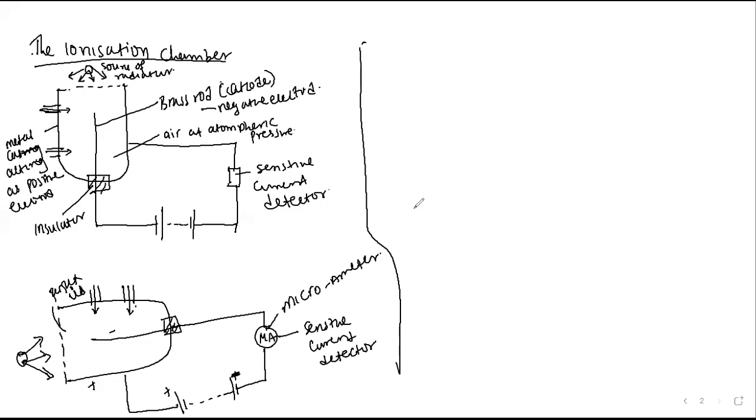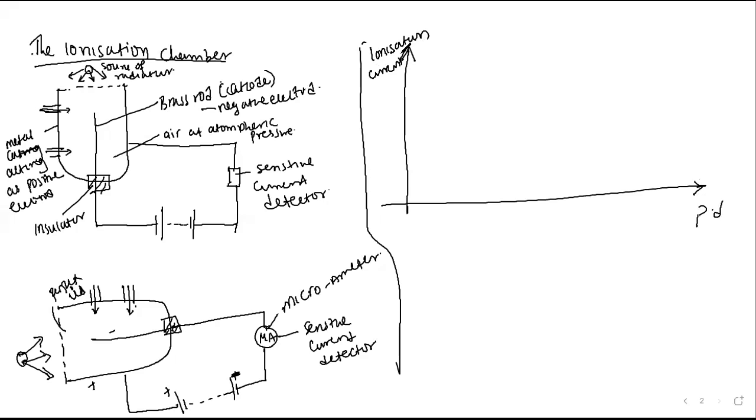For this one, its graph starts from the origin, with this as the PD applied across the chamber, with this one as ionization current. Actually, the difference between this one and this one, the graph, is that the other one uses count rate, this one uses ionization current. Yeah? So for this one, straight away we shall start from O. The PD increases gradually until we reach saturation.